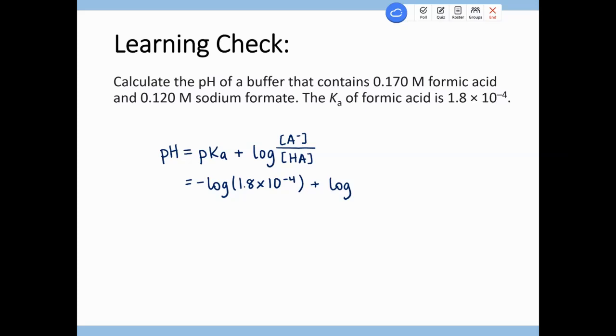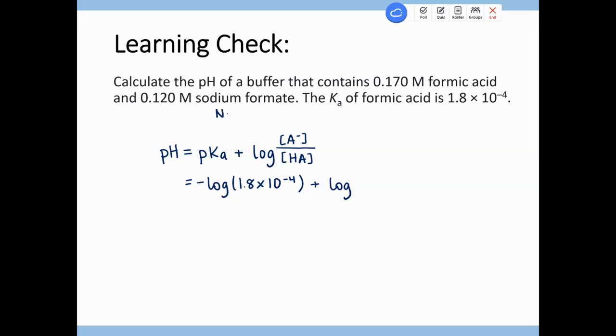Sodium formate. How do we know it's sodium formate? It says formic acid. Yeah, it tells us what the acid is. Formic acid, 0.17. Another hint is that it gives us the Ka of formic acid. So if we have a Ka of a molecule, that must be the acid. If it provided the Kb, then that would be the base. So the HA would be formic acid. A minus, the conjugate base, is the other component, sodium formate.